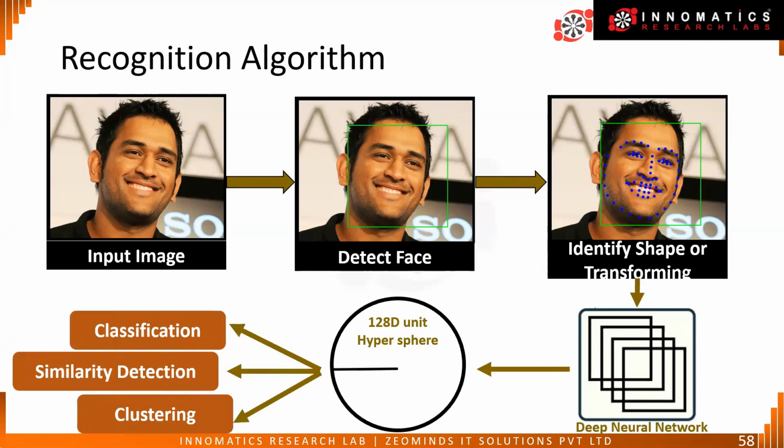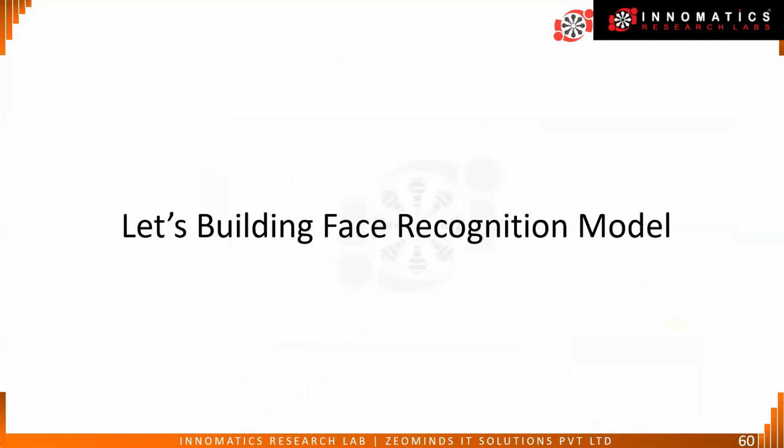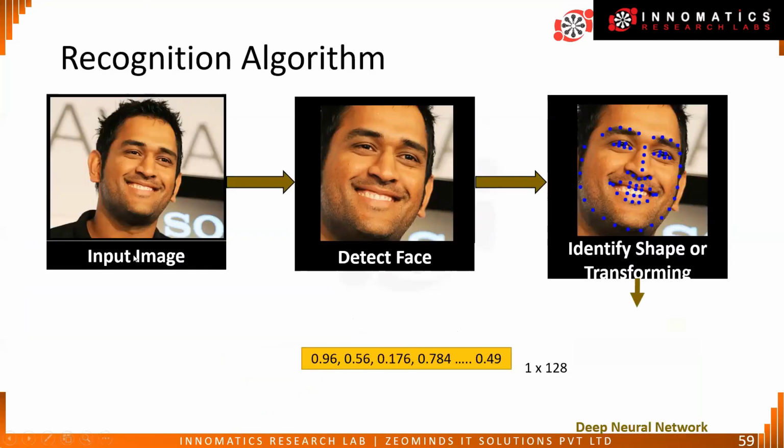Finally, I can create a machine learning model for that. So first, we take an input image, detect the face, and extract the landmarks. Finally, we take out the distances and all these normalized values, and I'm getting a matrix here, 1 by 128. This is the barcode I'm having with me.